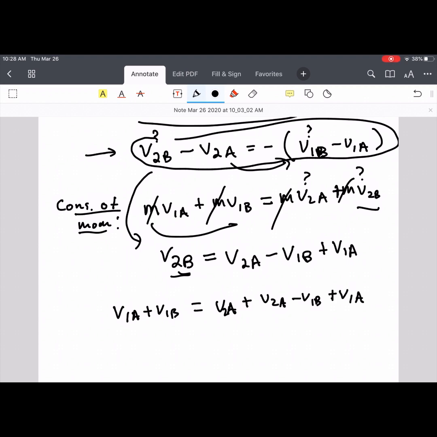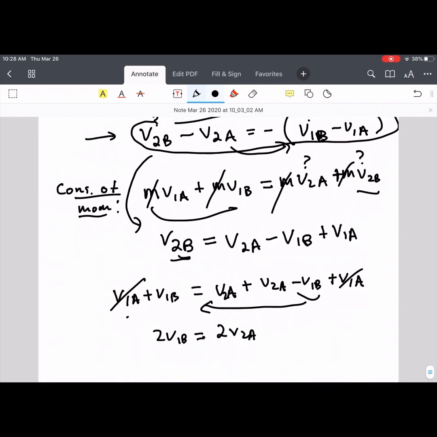And now a little magic happens. There's a v1a on each side of the equation, so I can get rid of them. There's a v1b here. I can bring it over to the other side. I get 2v1b is equal to 2v2a, or in other words, v1b is equal to v2a.